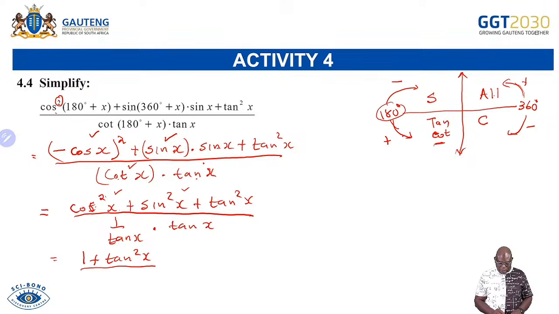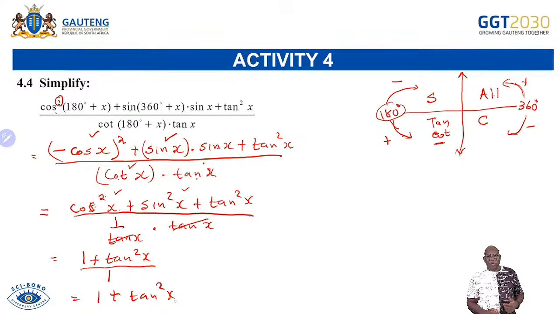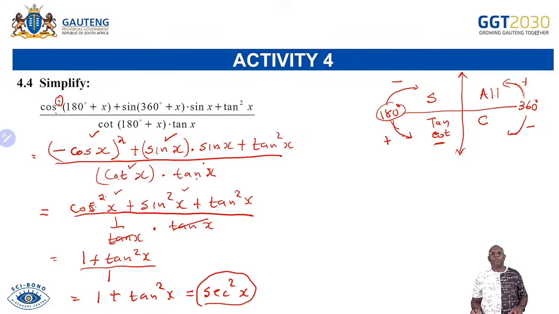All over. Now these two can divide. Then I'm left with 1 plus tan squared x. I know some of you like to leave it there, but we know when you go to the identities, that will be equals to sec squared of x. Right, go and check it on the identities. It is written exactly like that. Right.